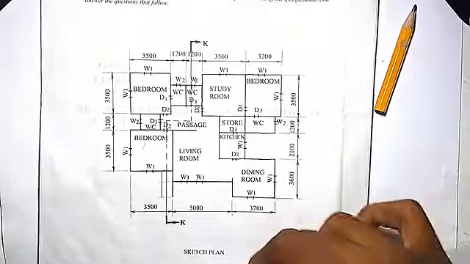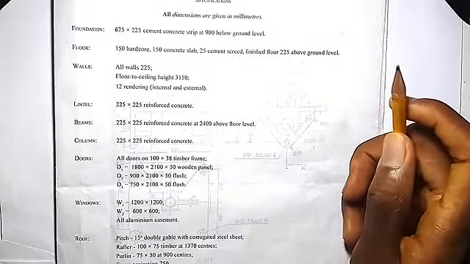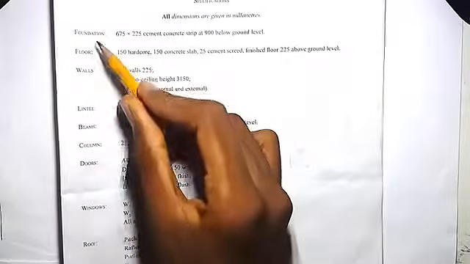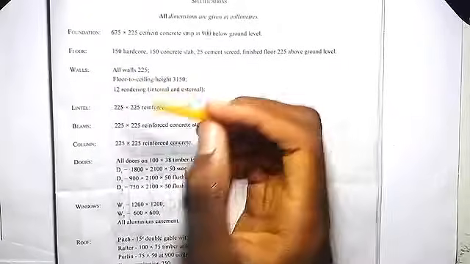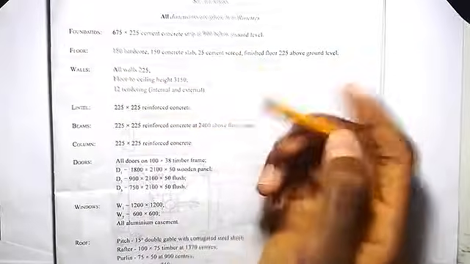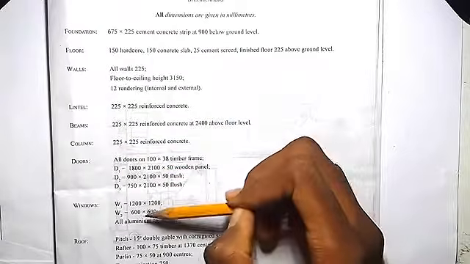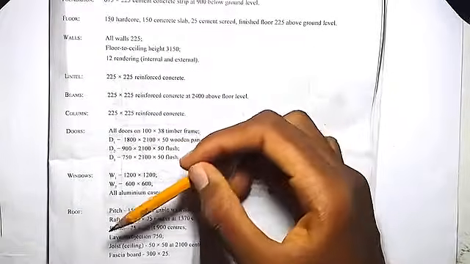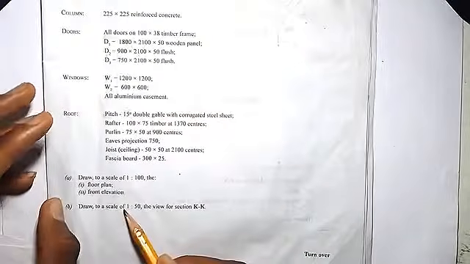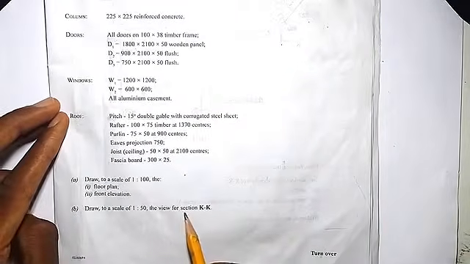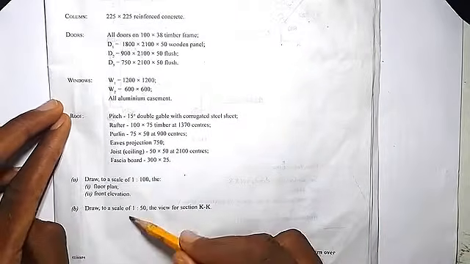Take note of that. So the things we are going to use are the foundation, the floor, the walls, the lintel, the doors too. We're going to use the door, the windows, and the roof. These are the things we are going to use. We're going to draw to a scale of 1:50 the view for section K to K. So this is the scale we are being given.